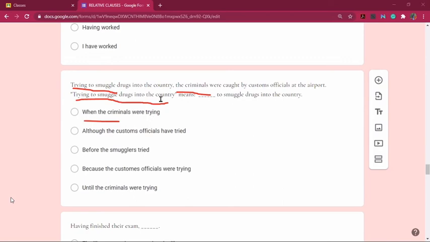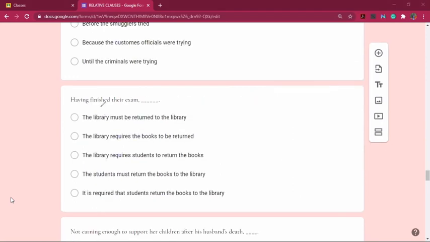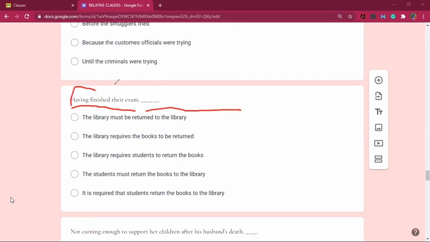Let me continue. Having finished their exam. This is the question. So the subject here is somebody who has to do this. So having finished their exam, is it the library? No. It's D, the students. Thank you. So you have already understood this part then. Having finished their exam, the students must return the books to the library. Yes. Okay, let me continue.